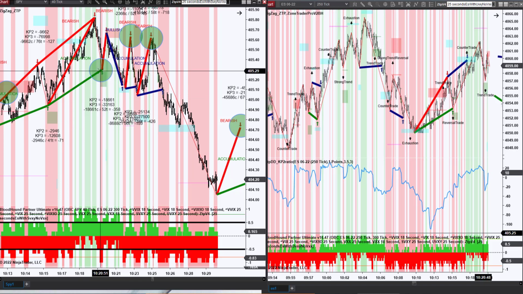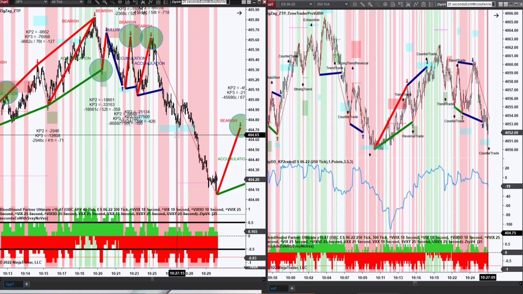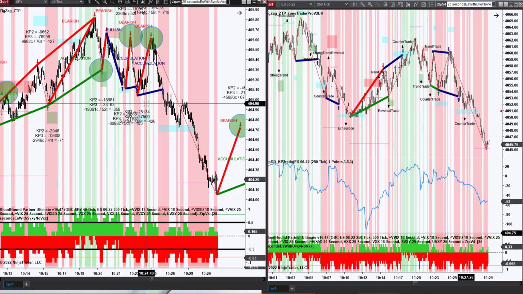We then had a second buy signal here. Again, the same thing happens, the special divergence, and then we're going to trade down significantly.